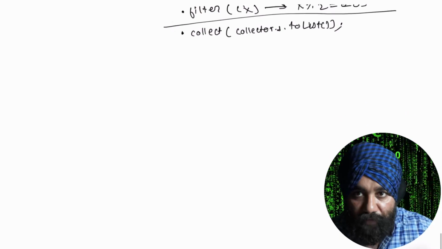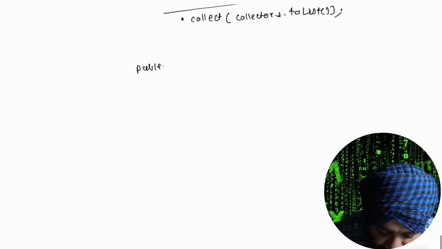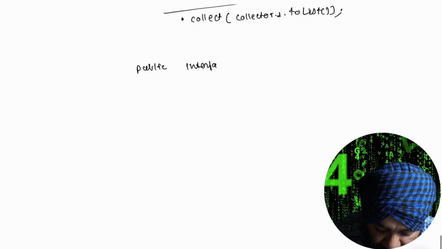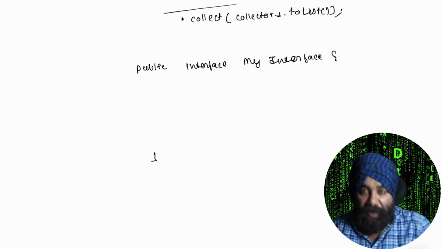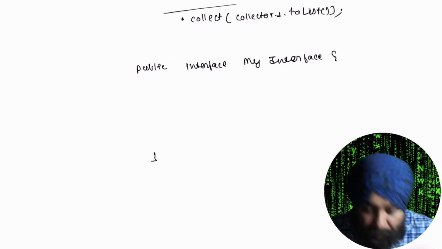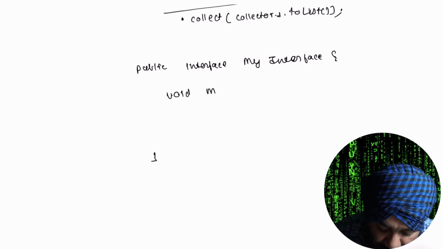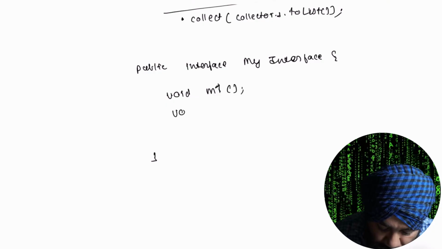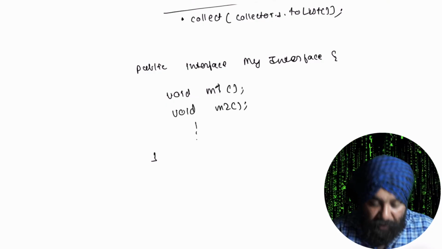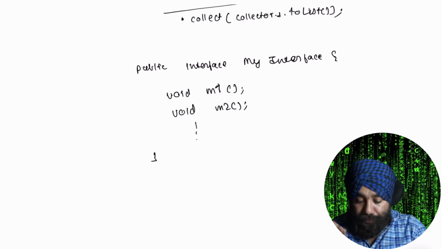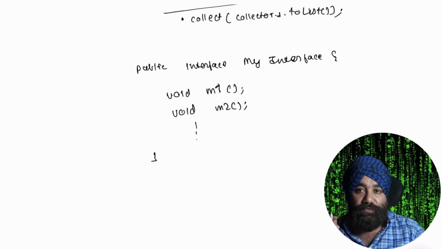Now let's talk about functional interfaces. Suppose we have a public interface, MyInterface. We can have methods in that, as we already studied. So we can have void m1, void m2, and similarly many methods. Our interface can have as many methods as we want.